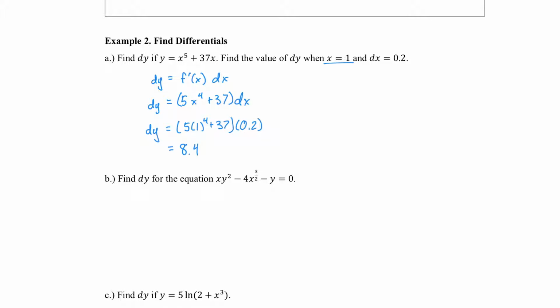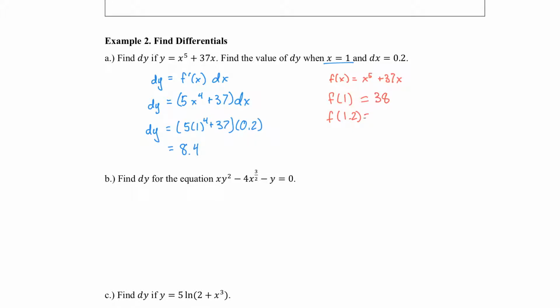Go ahead, and if we have f of x is equal to x to the 5th plus 37x, go ahead and plug in 1, and plug in 1.2. Let's go ahead and do this actually. So when we compute these two values, let's see what we get. When we plug in 1, we get 1 plus 37, which is 38.